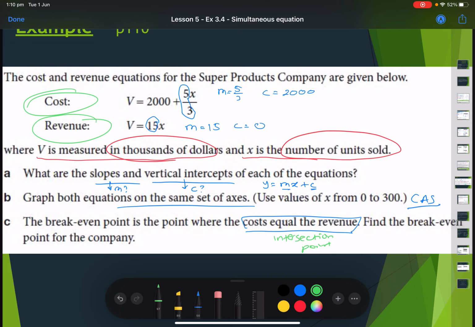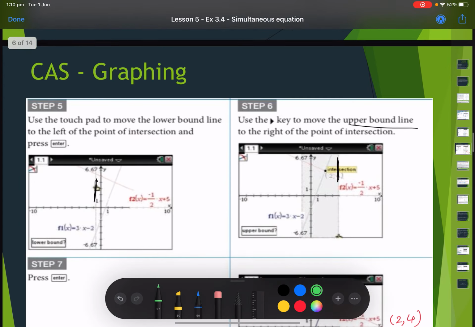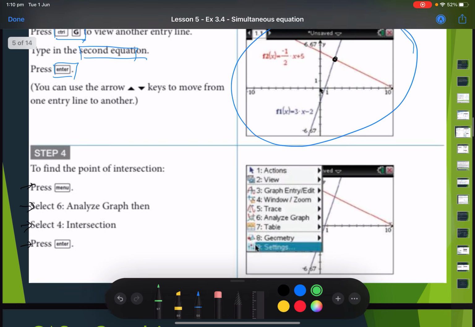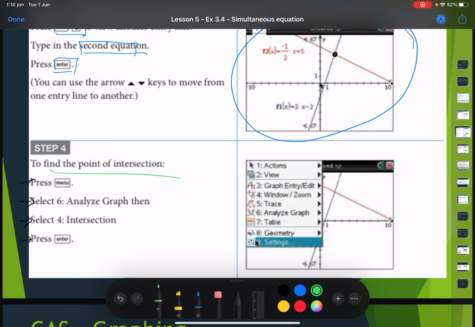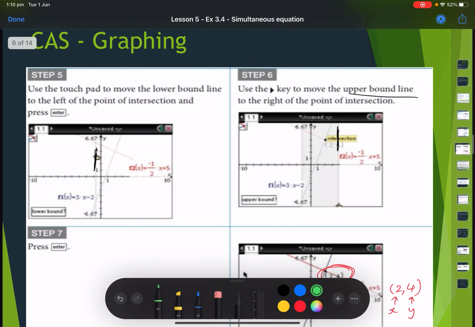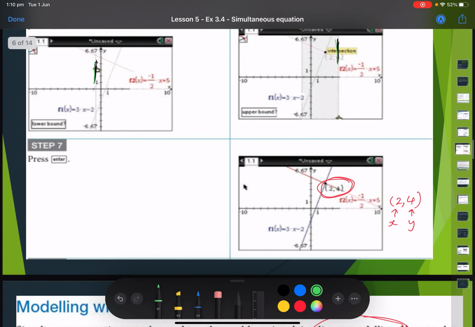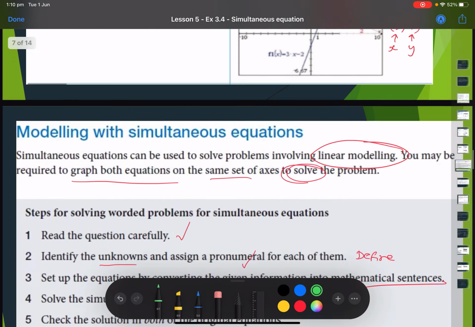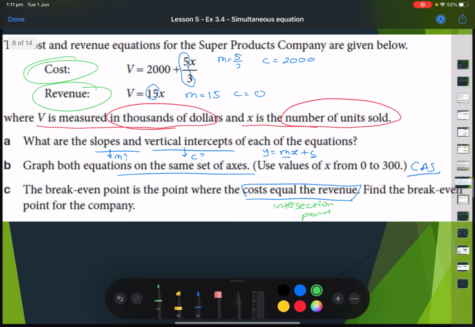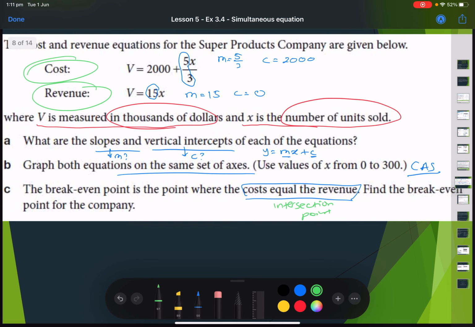instructions above, okay, where we have to use the process to find the point of intersection. Click menu, number 6, number 4, enter. Scroll your mouse to the left-hand side, scroll your mouse to the right-hand side, and it will tell you the coordinate. Okay, so once you've got that coordinate, that is the break-even point.